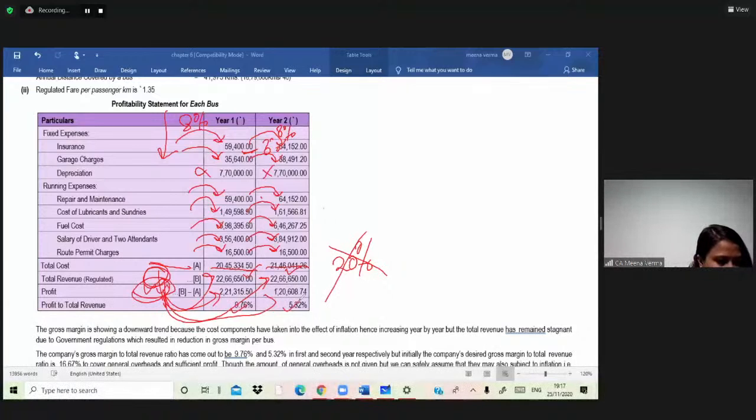Okay, Ambika is saying, ma'am, can you explain the fuel cost? Yeah, I can explain it again. No problem. I hope this is clear to all of you. Let us find out the fuel cost again. How can we find the fuel cost?